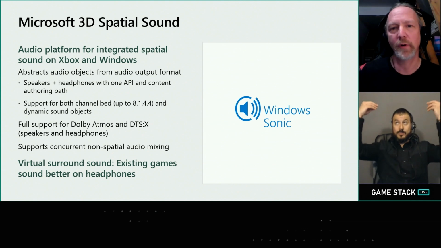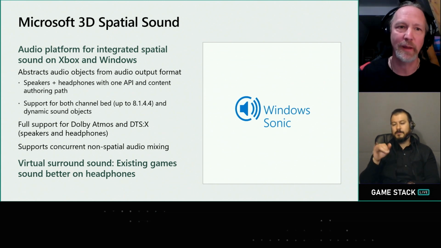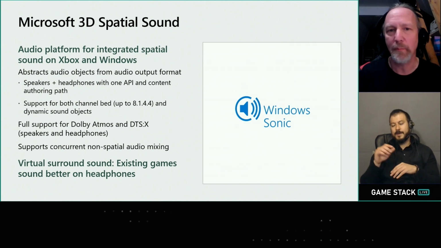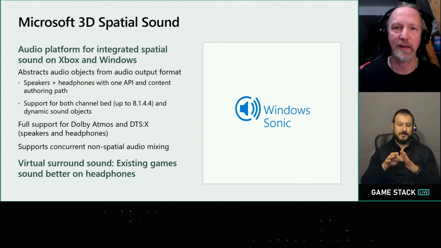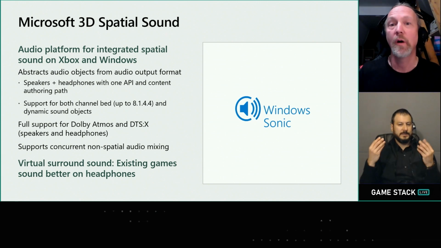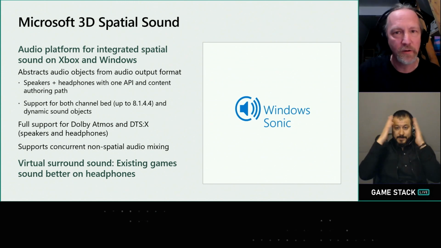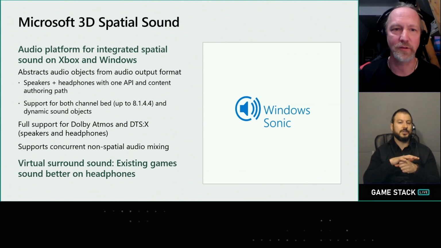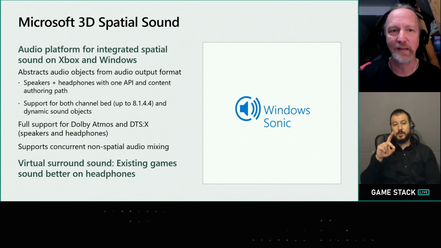But we also support what are called dynamic objects. These are objects that have a true position in space. And while over an AVR, these don't really matter so much because an AVR is just going to simply channel pan that sound to speakers, over headphones and rendering spatially, you will hear that sound in the exact location that it was presented to the engine. We have full support for Dolby Atmos and DTS:X over both speakers and headphones.